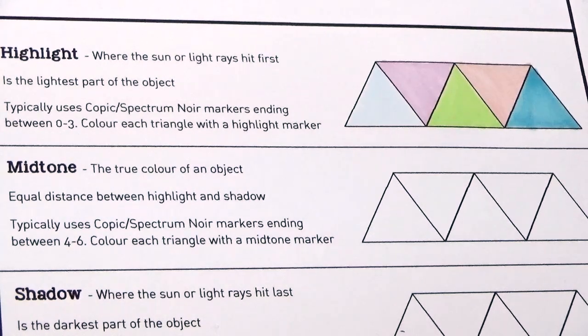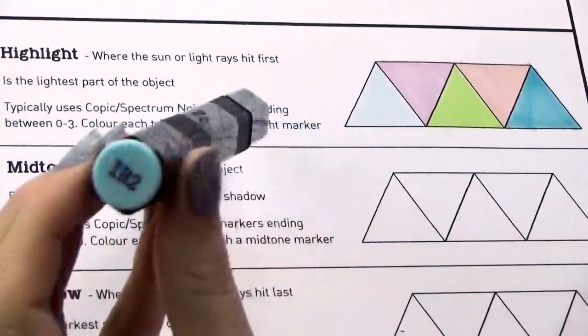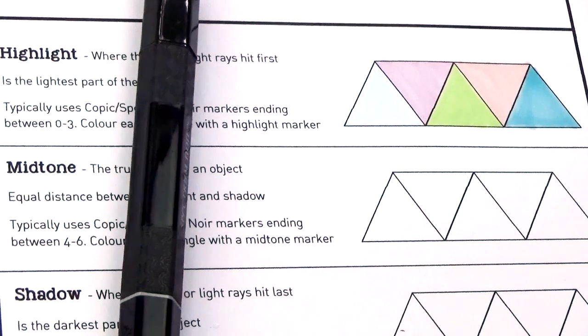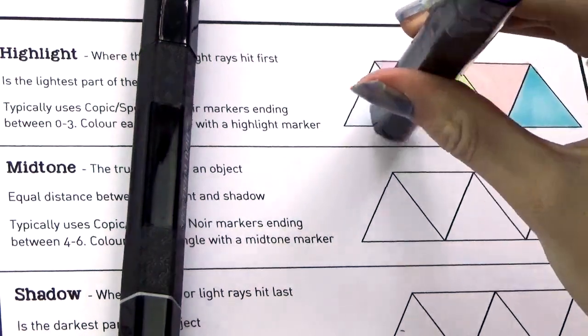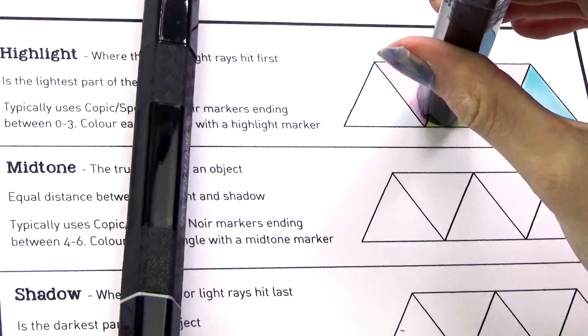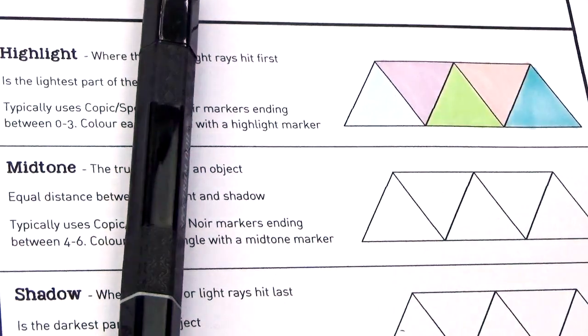Now I mentioned before some exceptions to the rule. Now with Spectrum Noir, so we've got there that IB2 that we just used, and you can see that was a nice and light colour. However, not all of the Spectrum Noir markers go from 0 right the way up through to either a 9 or a 10. In Spectrum Noir they go up to 10, in Copic they go up to 9. Some of them only go up to say 3. So for example, in the LVs, we've got LV 1, 2 and 3. Because there's only 3 markers there, they are your highlight, midtone and shadow respectively.